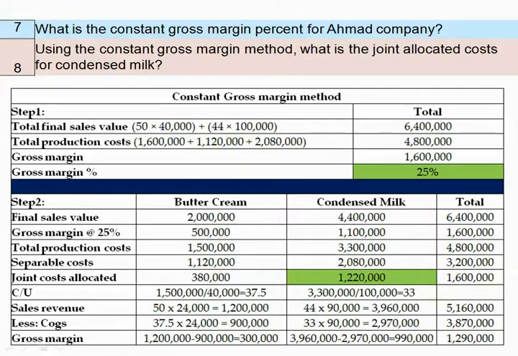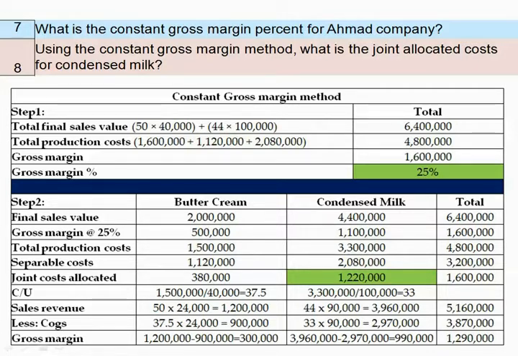Cost per unit will equal 1,500,000 divided by 40,000 equals 37.5. Sales revenue equals 50 multiplied by 24,000 equals 1,200,000 less cost of goods sold 37.5 multiplied by 24,000 equals 900,000. Gross margin equals 1,200,000 minus 900,000 equals 300,000.